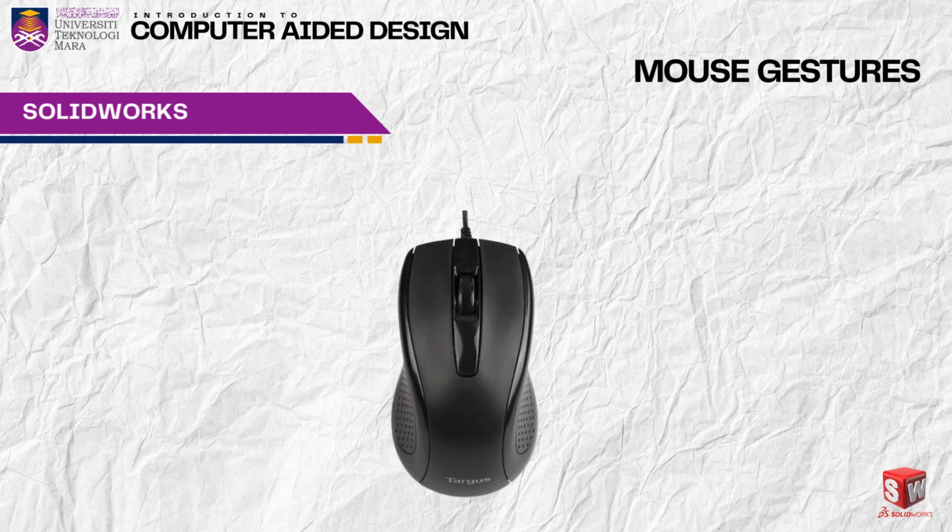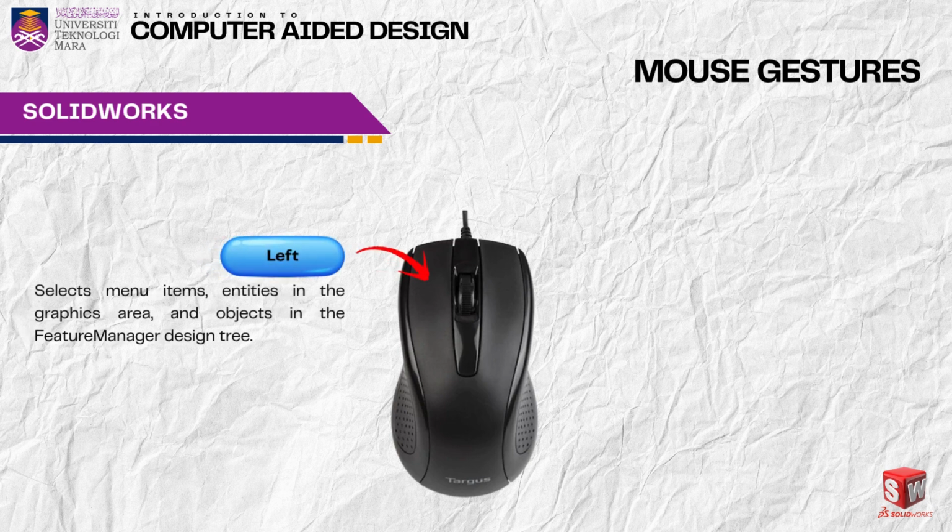Let's begin with the left mouse button. This is your primary tool for selection. You'll use it to select items from menus, pick features in the FeatureManager Design Tree, and choose sketch entities, faces, edges, or entire components directly from the graphics area. You also activate most commands and tools with the left mouse click. It's the most straightforward but essential part of interacting with SolidWorks.